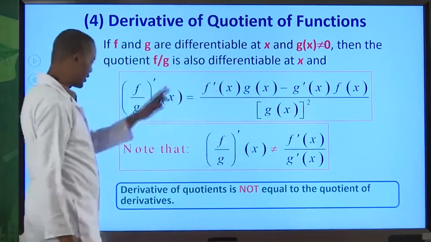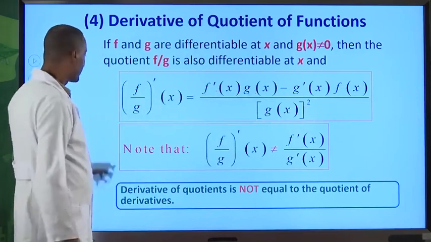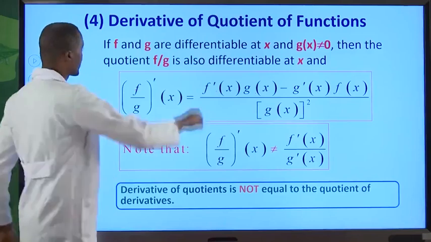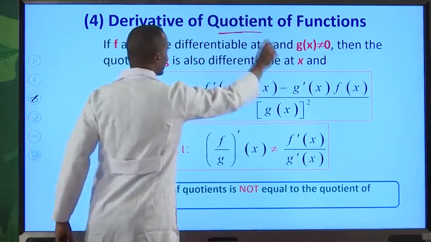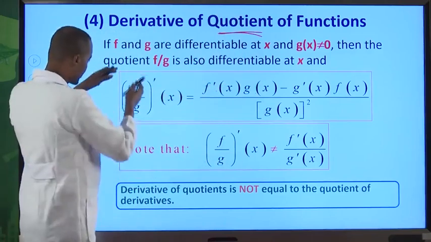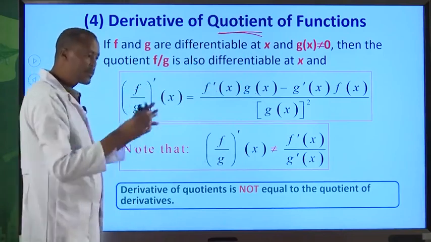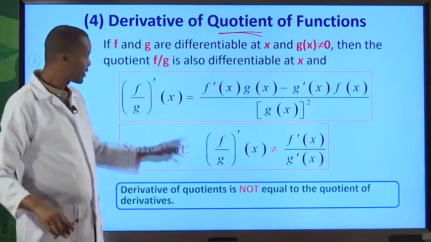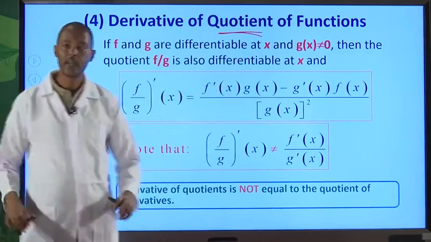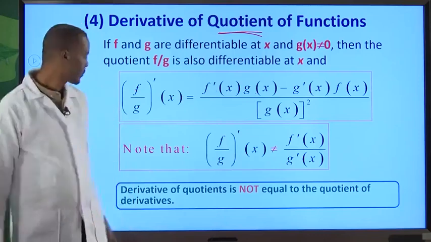That is always the pattern of how we deal with the derivative of a quotient of functions. Quotient means like a rational function. A rational function is actually limited to a ratio of two polynomials, but in this case quotient means it could be any function over any other function.